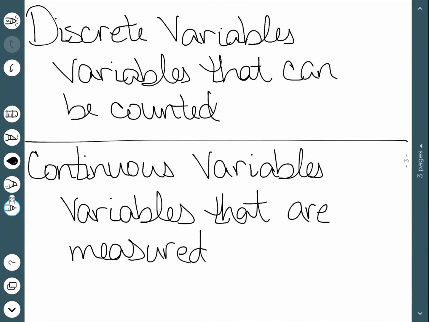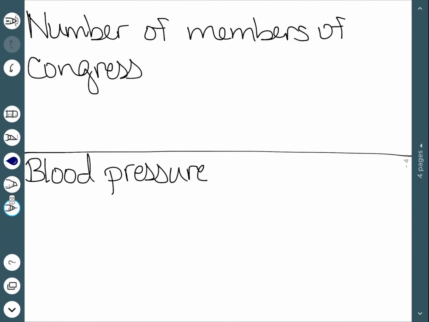So let's look at some examples of classifying these variables. Here we have two examples. The first is the number of members of Congress. This will be a number, which tells us that it is quantitative. And then from there we have to decide whether or not it's discrete or whether it's continuous. In this case, we're looking at the number of members of Congress, and if they're all lined up in front of you, you should be able to count them, which tells us that this is discrete.